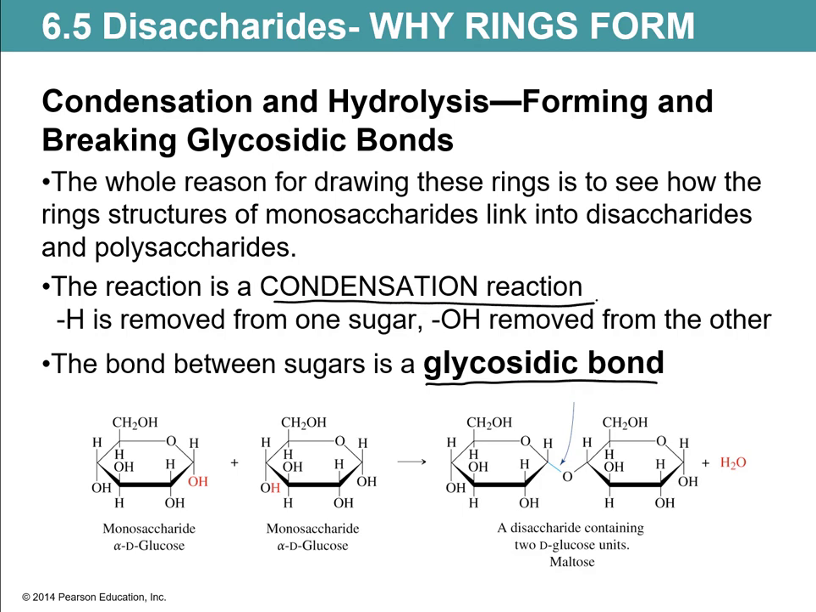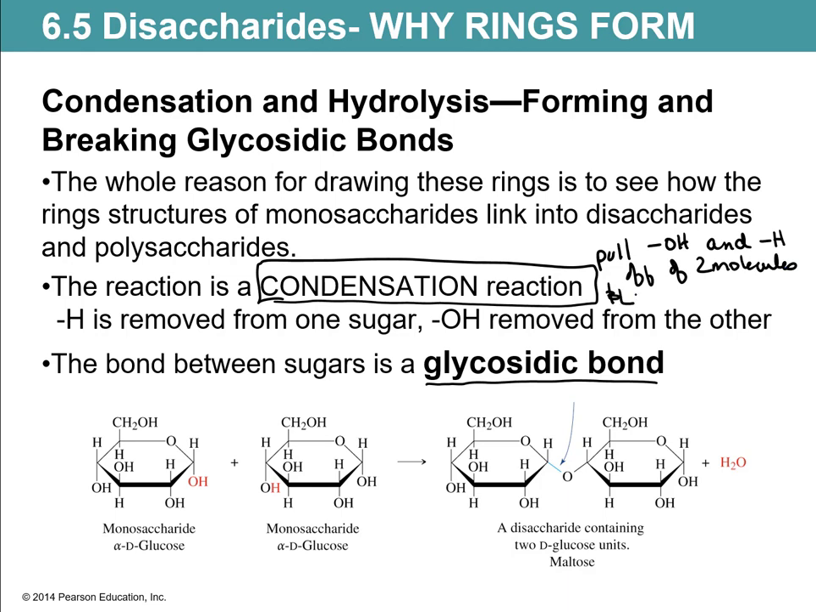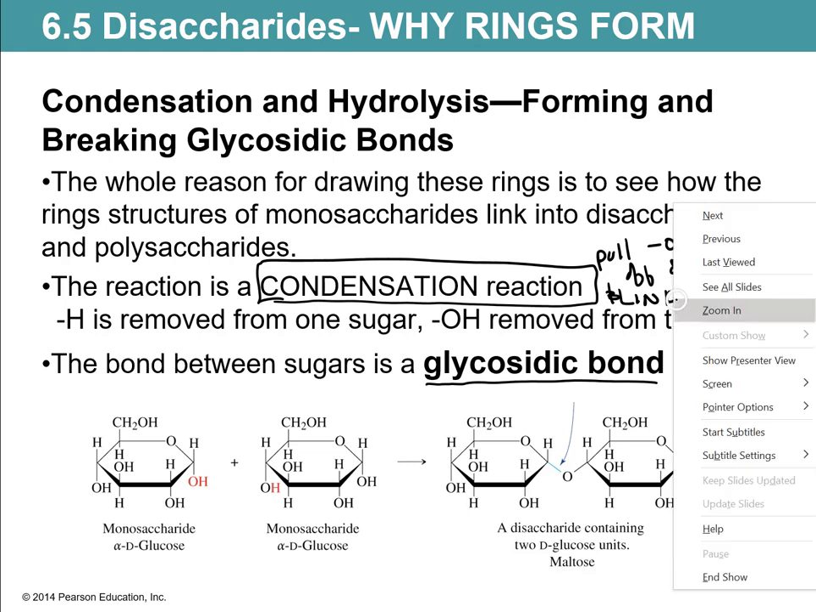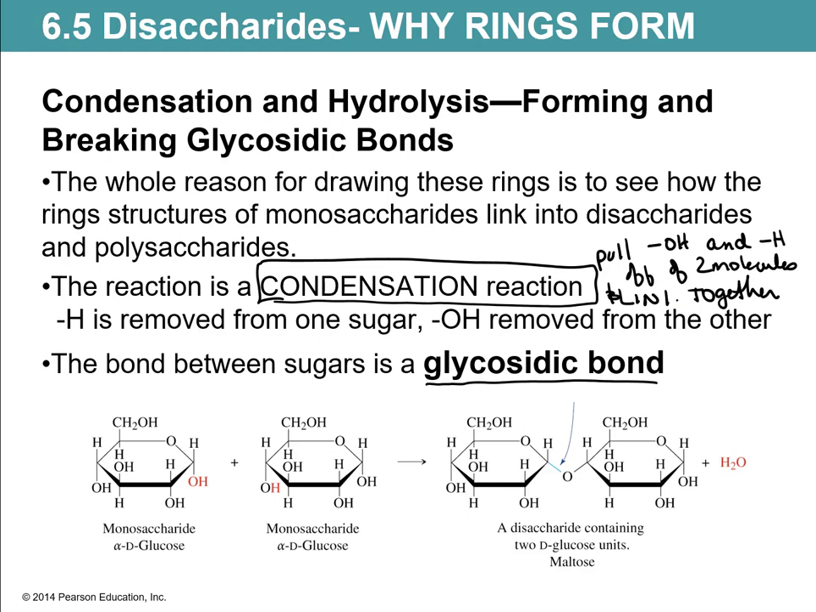So when we have more than one glucose linking together, we can form a link between them. It is a condensation reaction. Remember, in a condensation reaction, this is where you're going to form water. You are going to pull an OH and an H off of two molecules, and by doing that, you'll link them together. You're going to pull an H off of one of these molecules, an OH off of the other, and in doing that, you're going to form the bond that holds them together.